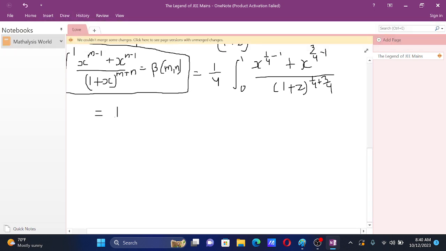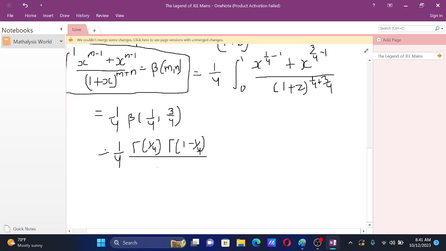So it's actually 1 by 4 and then beta of 1 by 4 comma 3 by 4. Now we can use the gamma function. That's gamma 1 by 4 and then gamma 1 minus 1 by 4 by gamma 1. Gamma 1 is just 0 factorial, that's 1. And gamma of n, gamma of 1 minus n, this product is equal to pi by sine of n pi.